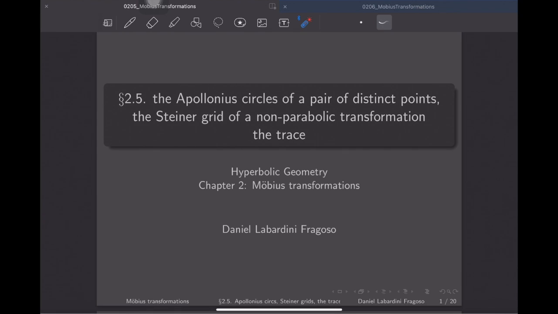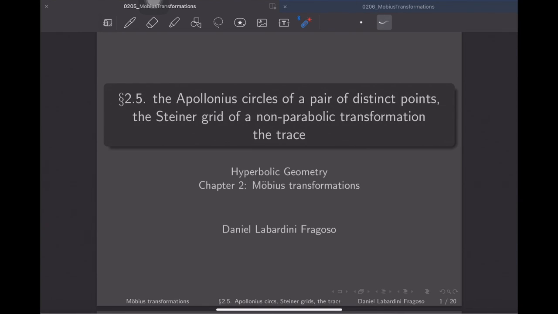We start with a review from the previous class. In the previous class, we defined the Apollonius circles of a pair of distinct points in C bar. Somehow, we just started with two distinct points, without assuming they are fixed points of anything. I mean, just two points, and then we defined what an Apollonius circle with respect to these two points is.